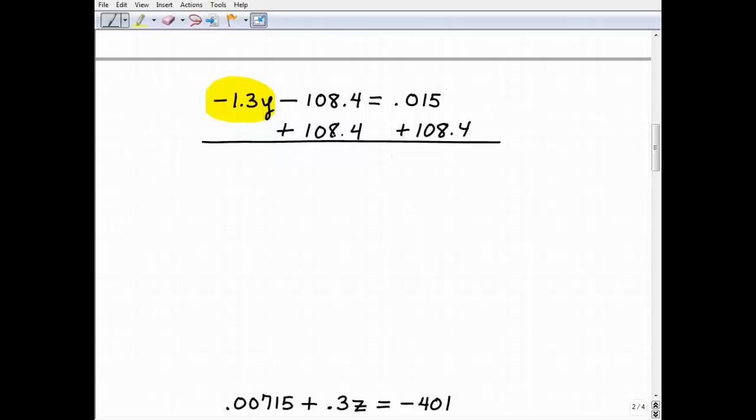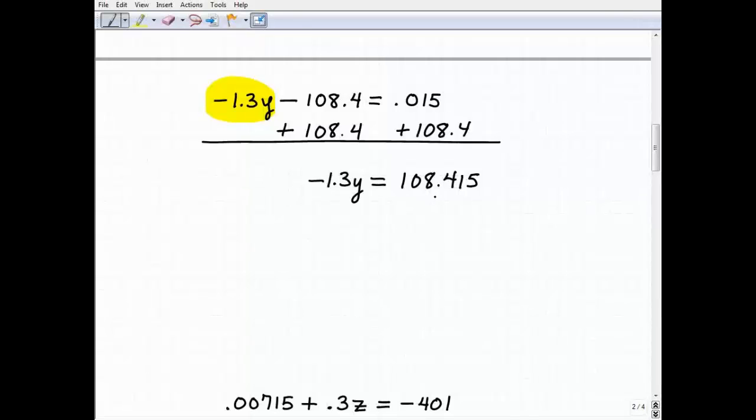So I'm going to add this 108.4 to both sides of the equation, and it gives me negative 1.3y equals, I guess the 108.4s go away. So now I'm going to go to my calculator. I got 0.015. I'm going to add 108.4, and I get 108.415. Okay, so this is where we're at now.